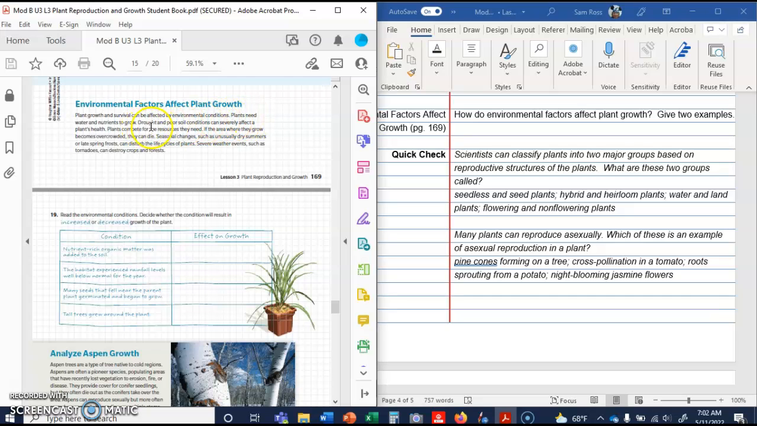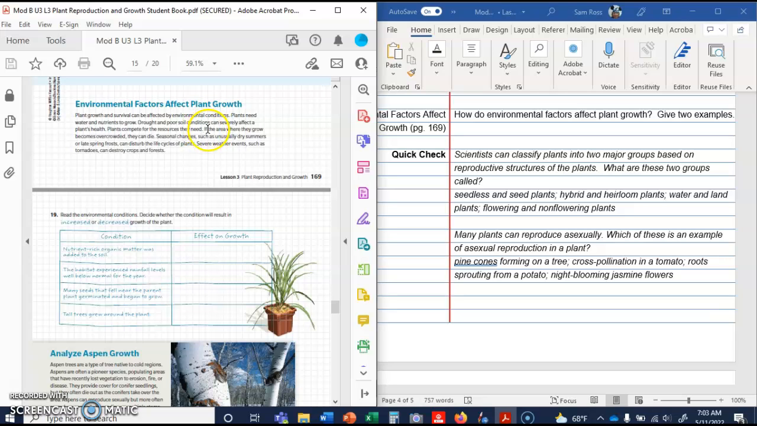Okay, it says plants need water and nutrients to grow. Drought and poor soil conditions can severely affect a plant. So I would say, how do environmental factors affect plant growth? Drought and poor soil conditions severely affect a plant's health. They compete for resources. And then 2 examples would be seasonal changes, so like dry summers and early frosts, and severe weather events. So how do environmental factors affect plant growth? I would say drought and poor soil conditions severely affect a plant's health.